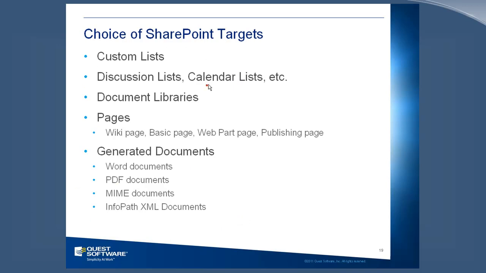So just to recap, I want to remind you that we have a choice of targets. All the demos I showed were migrating to a list. You can also migrate to other SharePoint templates like discussion lists and calendar lists. You can migrate to document libraries. You can migrate to these different page types like wiki pages, basic pages, and so on. And you can migrate to generated documents. And so we'll be covering all this in the future.